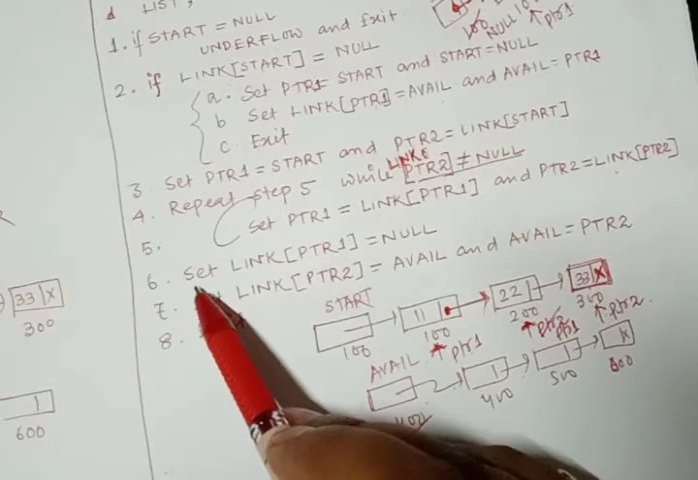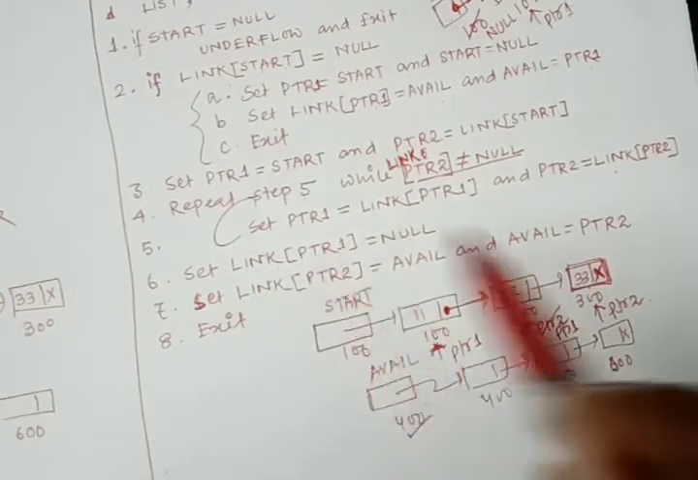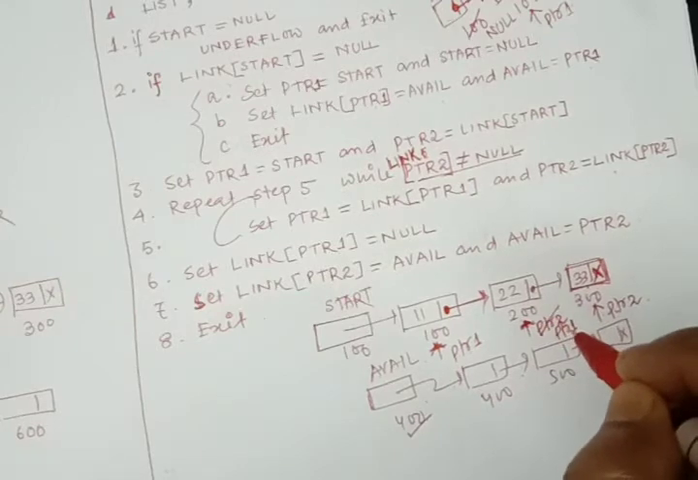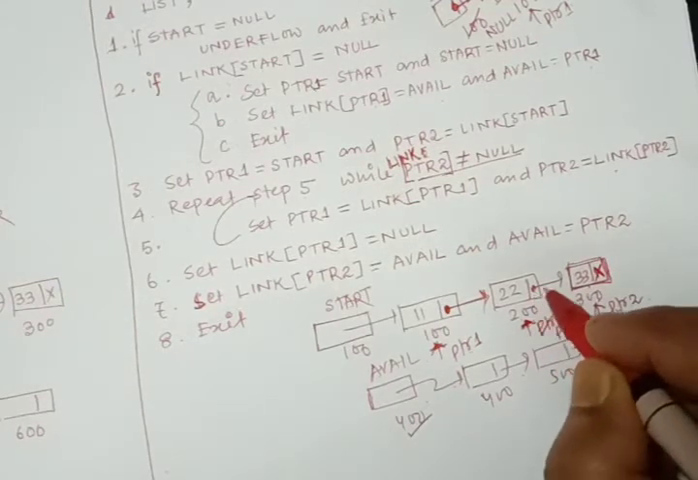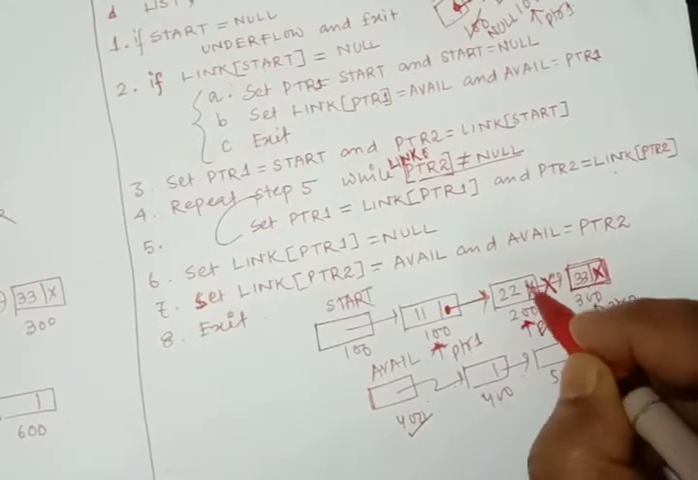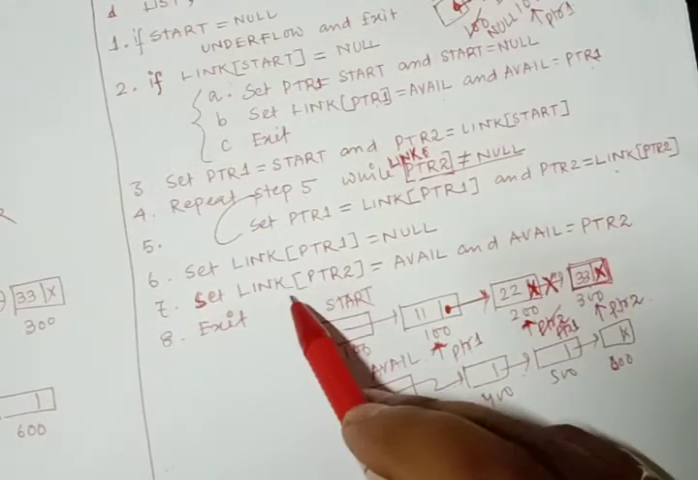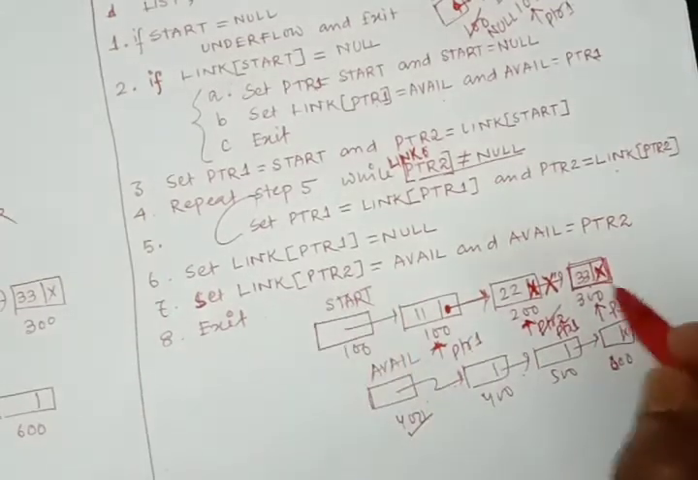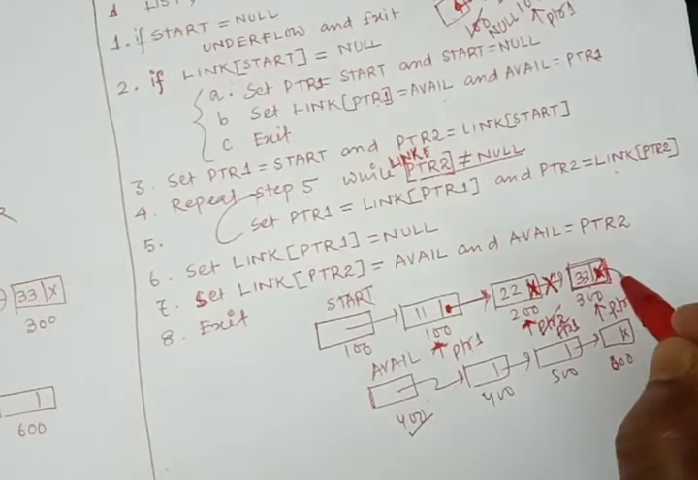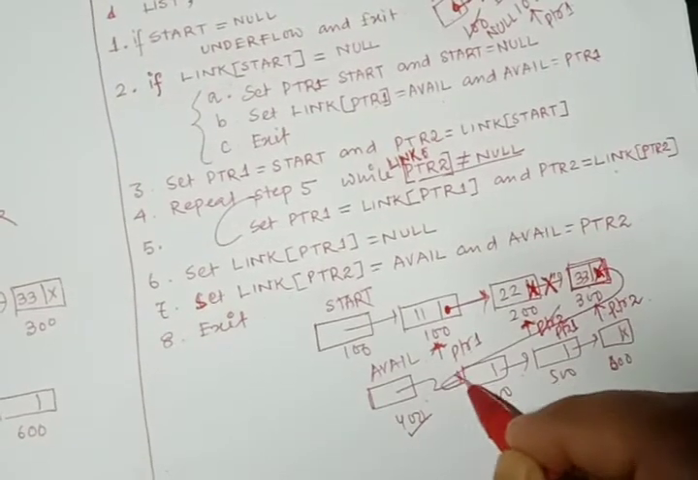Now set link of ptr1 equal to null. So link of ptr1 is this one, because ptr1 resides here. So link of ptr1 is null. We have to break this link. So this will be the null, and link of ptr2 now connects with the avail. This is the avail.